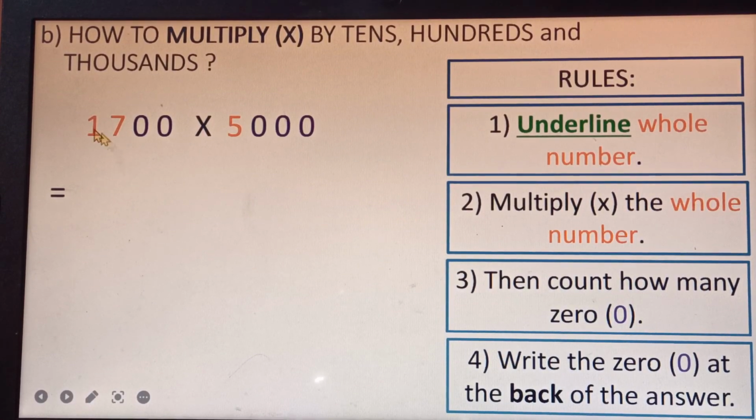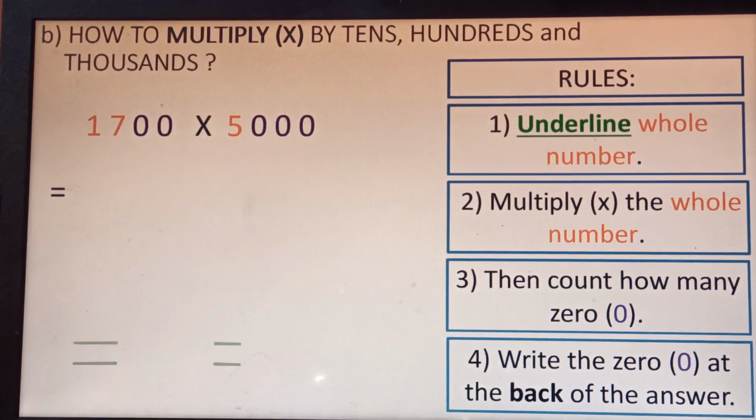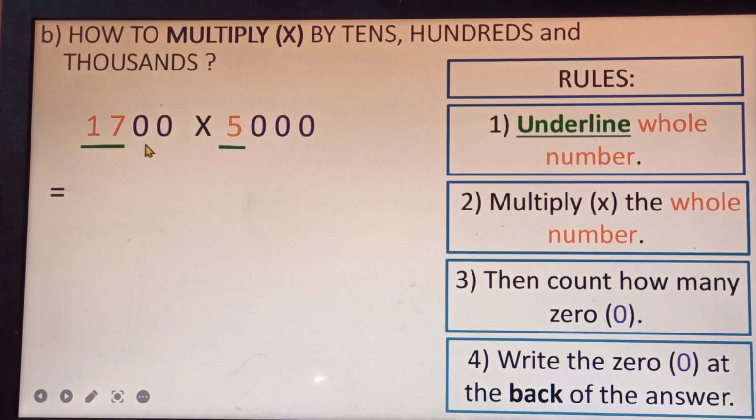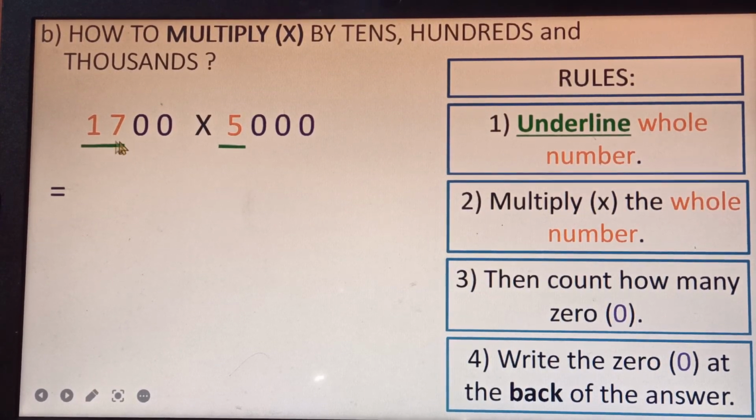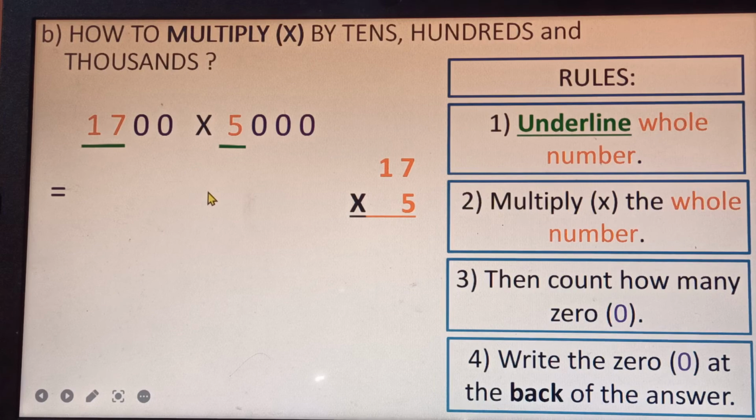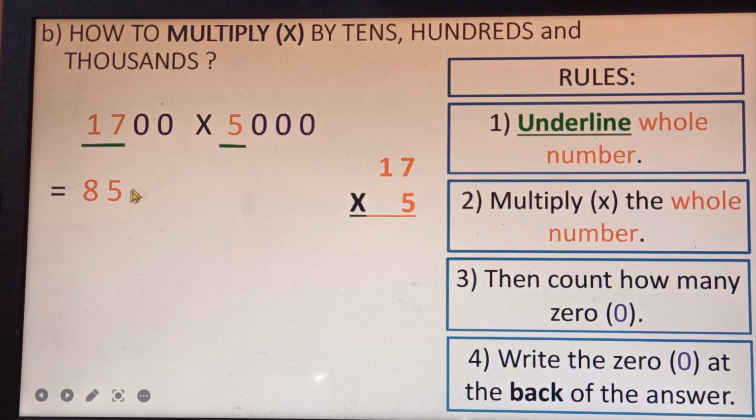Okay. Oh, one more slide, I think. Okay, 1,700 times 5,000. Be careful with this. All right, let's see. From here, 1,700. Which one is the whole number? Yes, 17, is it? Yes, 17. Because the 2 zeros are at the back, we cannot underline them. We underline 17 only. Times 5. 5 is the whole number. So from your working, 17 times 5, you got 85, isn't it?